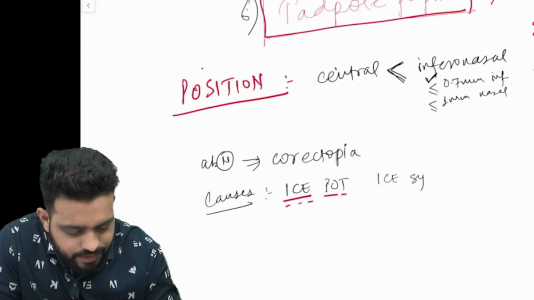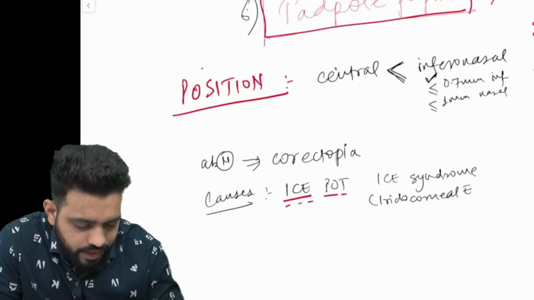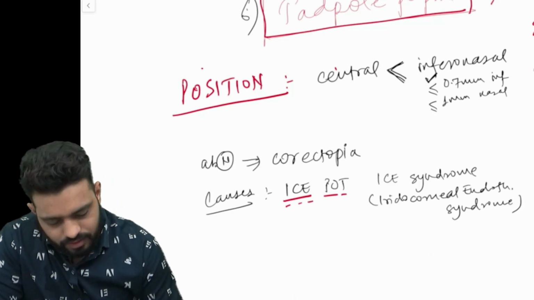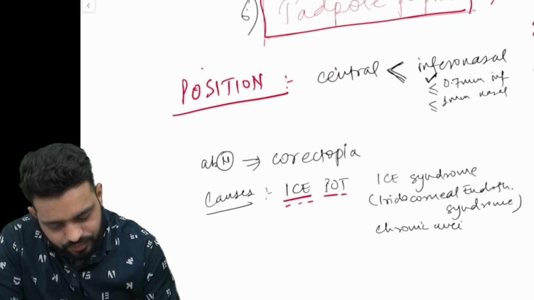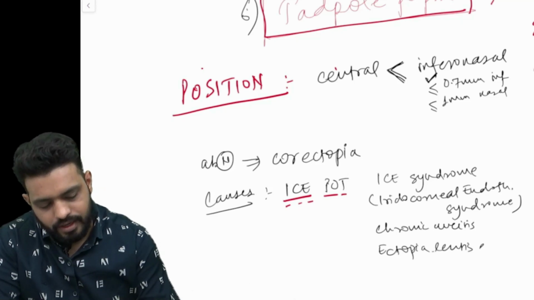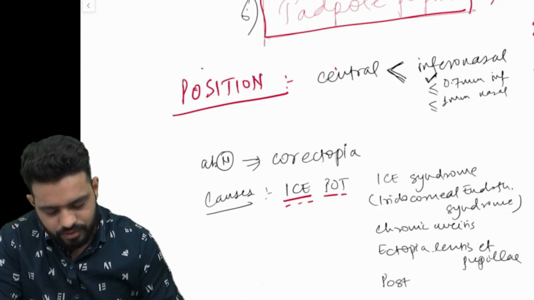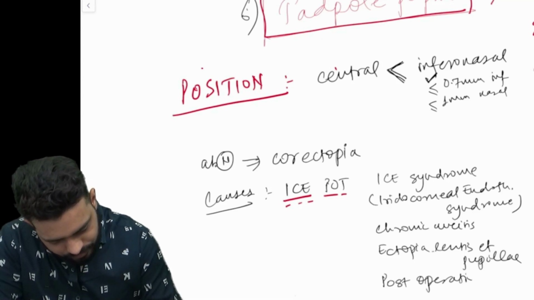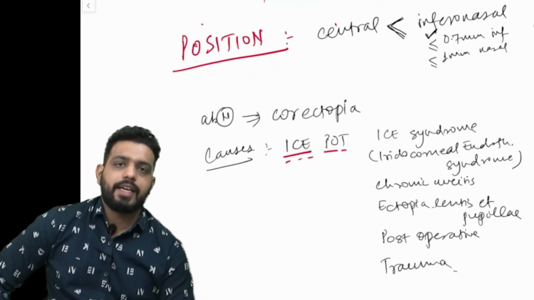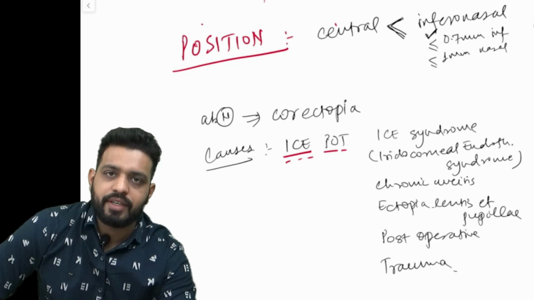The first cause is ICE syndrome, which is also known as iridocorneal endothelial syndrome. The second cause is chronic uveitis. The third cause is ectopia lentis et pupillae, and the fourth cause is post-operative, and T stands for trauma. So remember, ICE SPOT: ICE syndrome, chronic uveitis, ectopia lentis et pupillae, post-operative, and trauma.